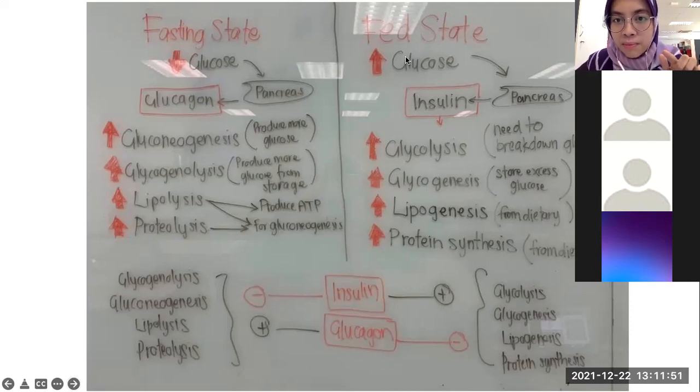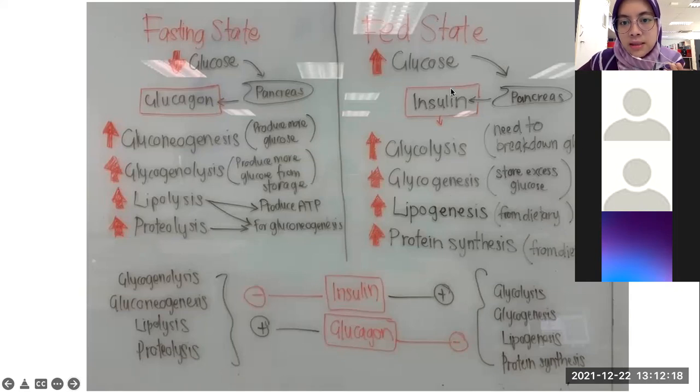Again, go back to the point of fed state, there's high glucose. So now we have broken down the glucose in glycolysis. So the excess glucose, what should we do with it? It is to store it in the form of glycogen. So that's why glycogenesis takes place, to store excess glucose. We have a lot of glucose, so we have to store it.